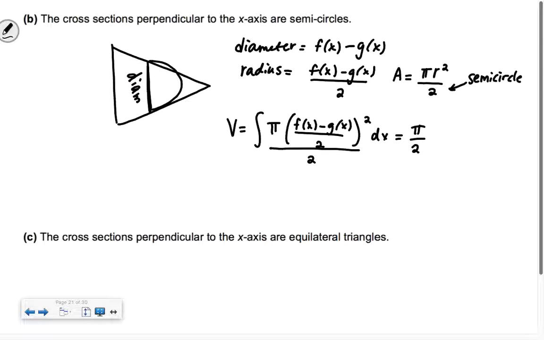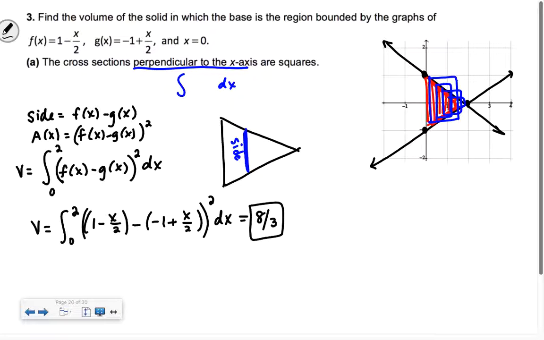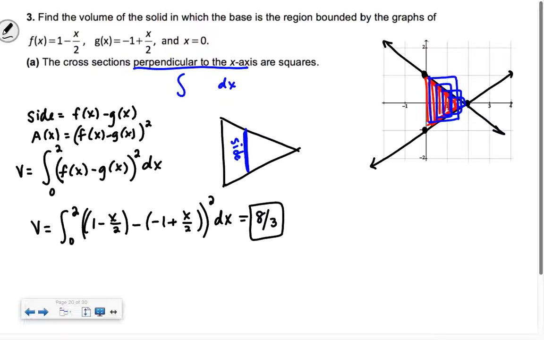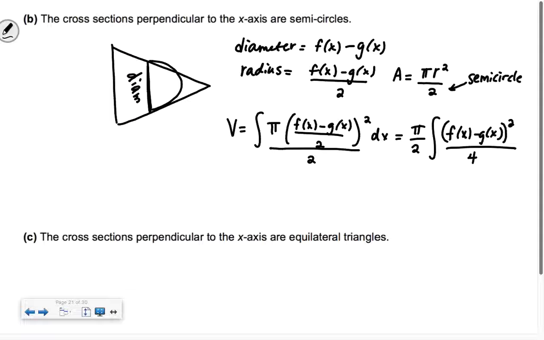And then you can actually pull out, the bottom will become, if you square it, like if you do your f of x minus g of x quantities squared, which you've already found. That was our 8 over 3 from before. But now it's over 4, right? So now we have a pi over 8 out front, and then we have the integral from 0 to 2 of f of x minus g of x squared.